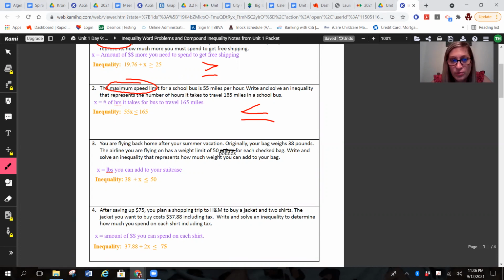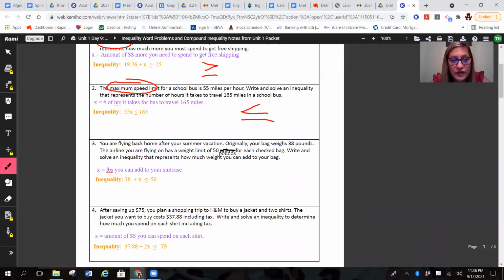So the inequality would be the maximum, or excuse me, the quickest it would take is if you went 55 the entire time, which we know is not realistic because you have to pump the brakes. You're going to have to stop at Whataburger to get the kids something to eat on the way, wherever you're going. So 55X is less than or equal to 165 miles.